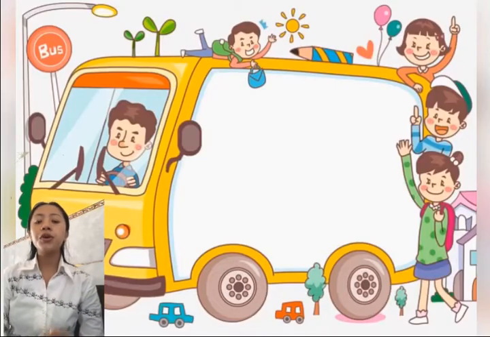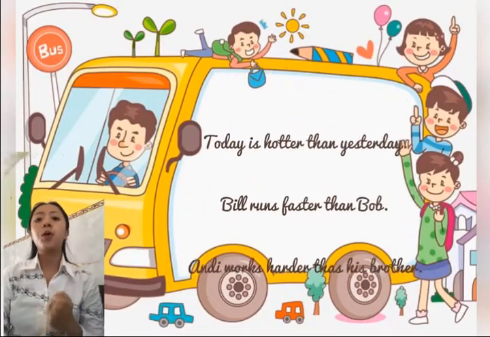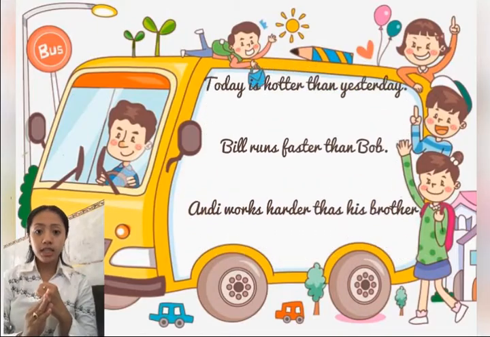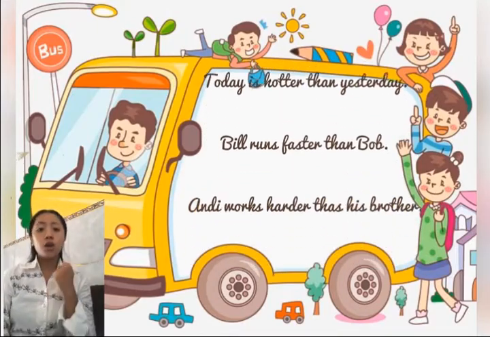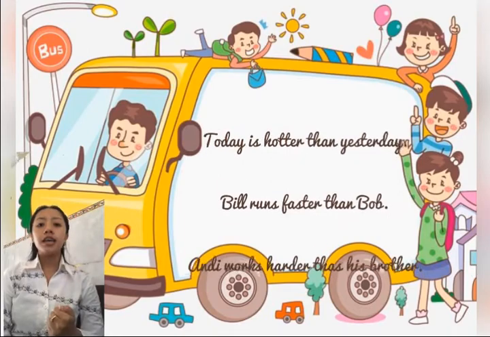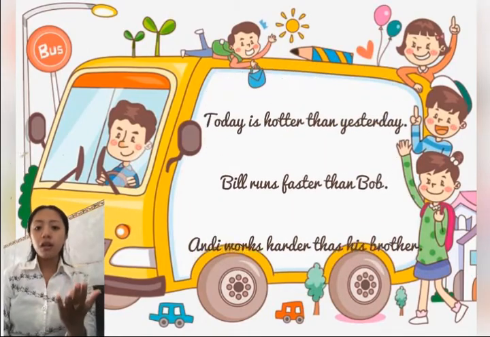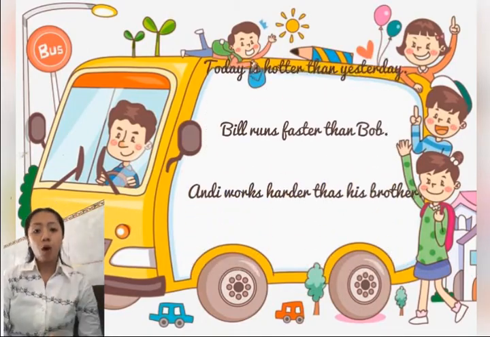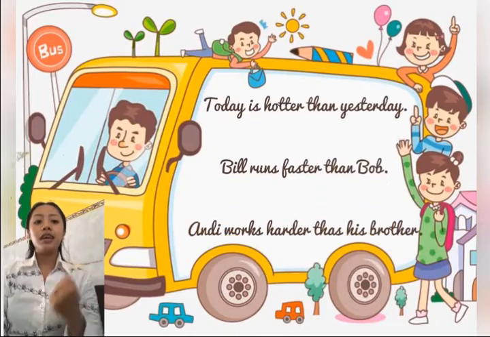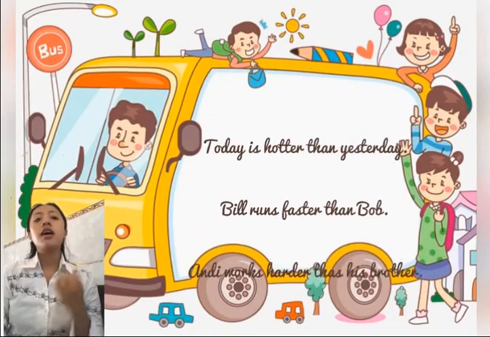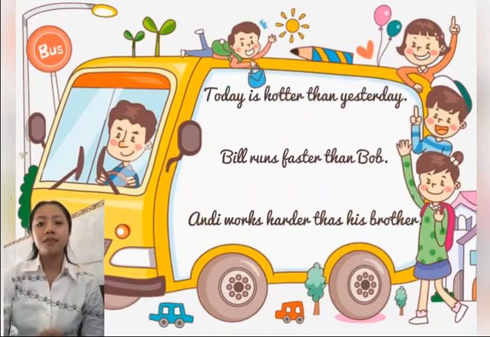And also there are three examples of comparative degree. The first example is today is harder than yesterday. The second is Bill runs faster than Bob. And the third is Andy worked harder than his brother.